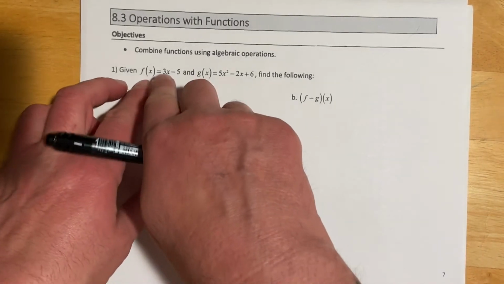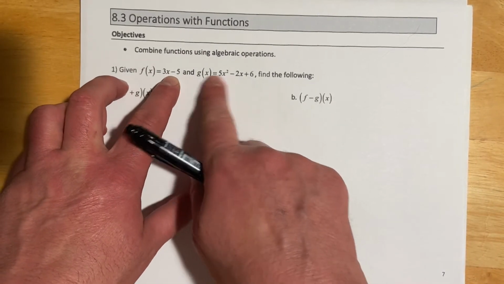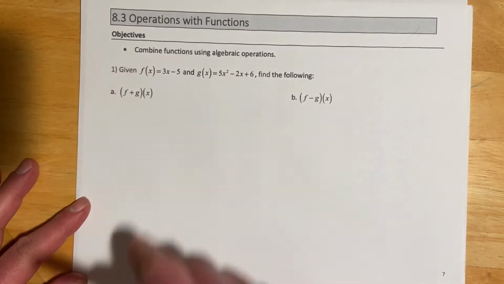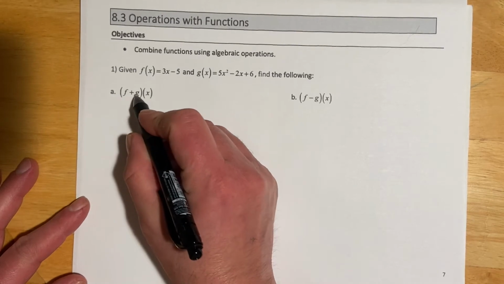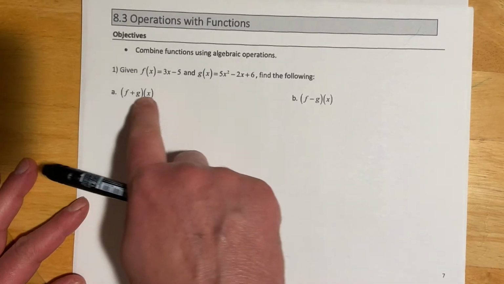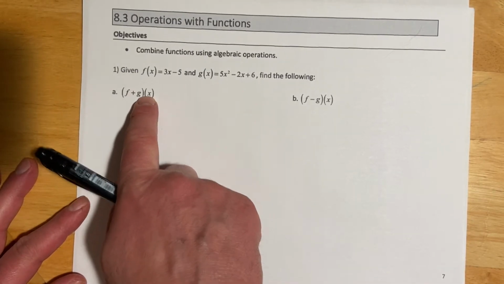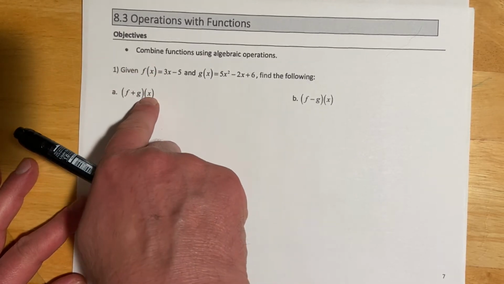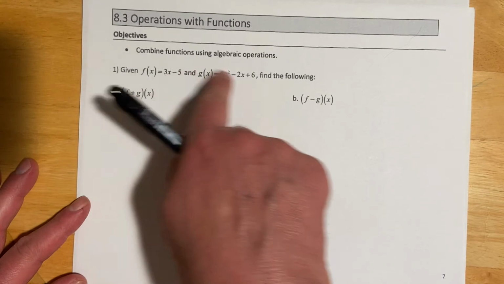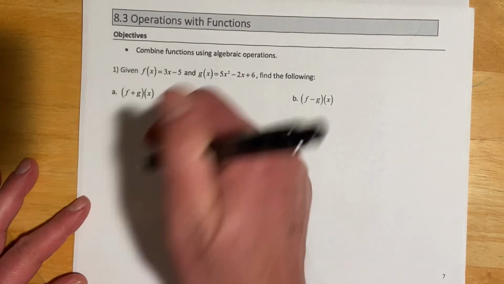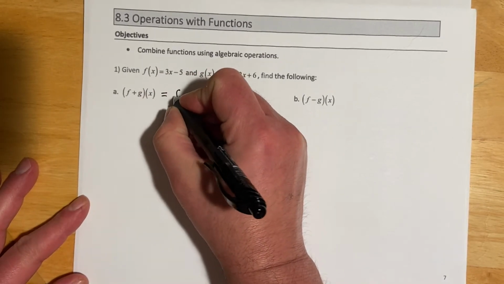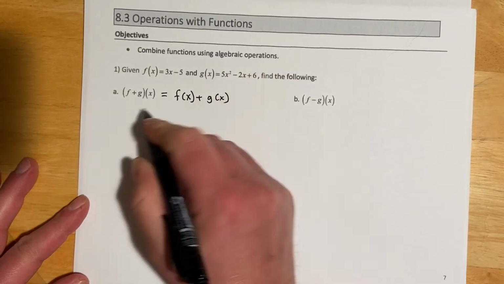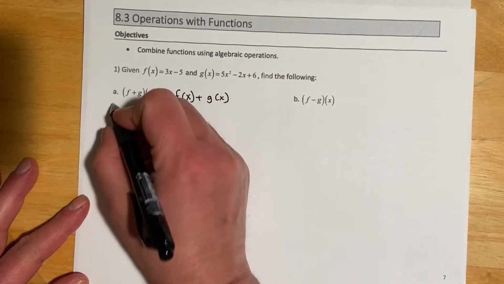So for this first problem, we're given f of x is 3x minus 5 and g of x is 5x squared minus 2x plus 6, and we're asked to find f plus g of x. This of x didn't mean multiply, this means evaluate at that. A lot of times people will think they should add these two and then multiply by x. Not what that's saying. This is saying the same thing as f of x plus g of x. So it's just saying to add these two functions together.